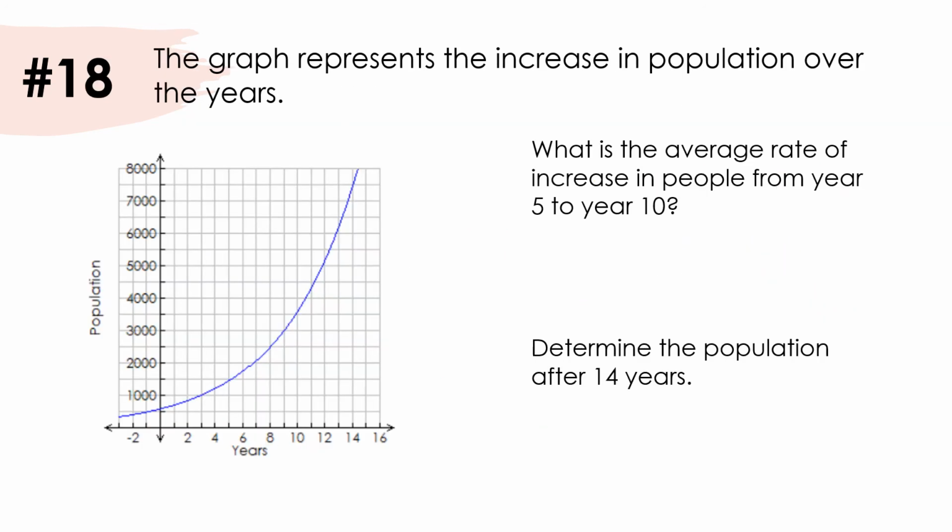All right, final question. We've got a graph that represents the increase in population over the first 5 years. What is the average rate of change in people from year 5 to 10? All right, so let's look at our graph. Year 5, it looks like it is at 1,500 people. You got to be careful and look at that scale. So at the second mark, it's at 1,000, so that would mean the first mark is 500, so it's going up by 500 every time. And then year 10 is right here, which looks like it's at 3,500.